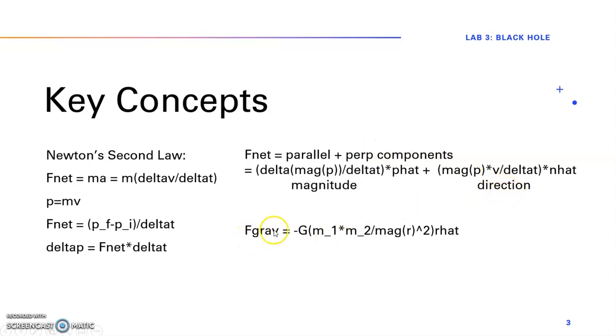The gravitational force is determined by the negative gravitational constant times the masses, multiplied over the magnitude of the radius squared. All times are in days.